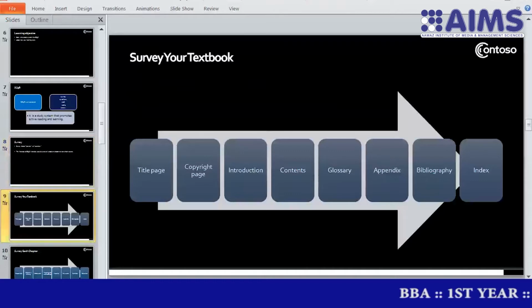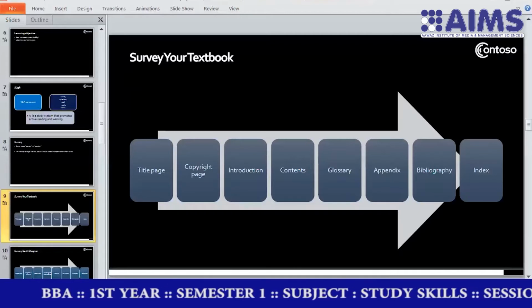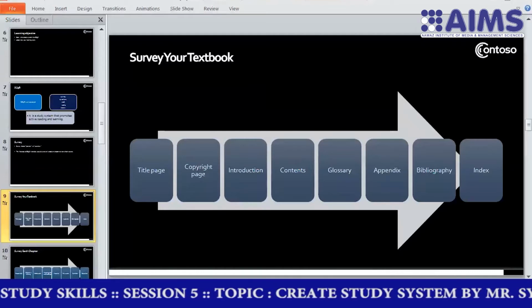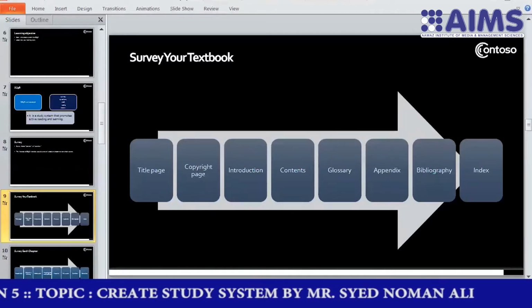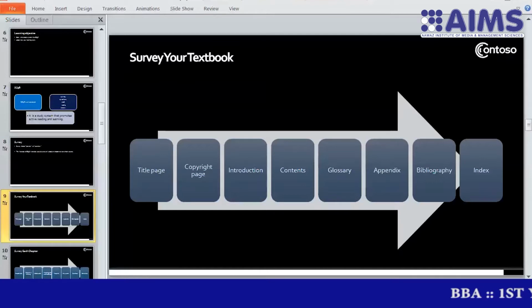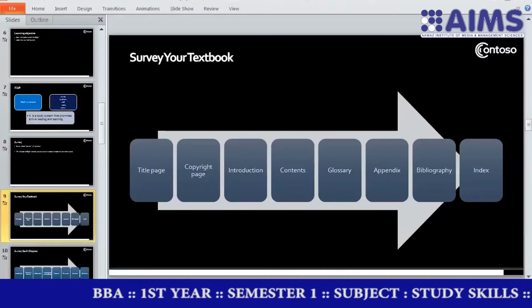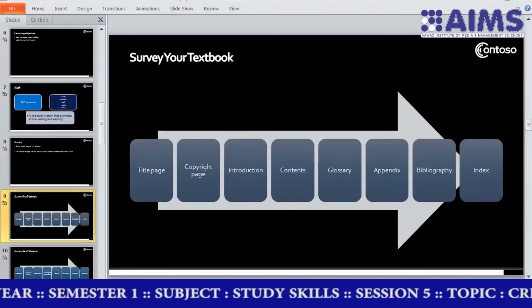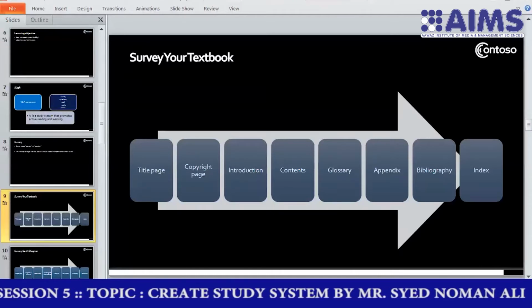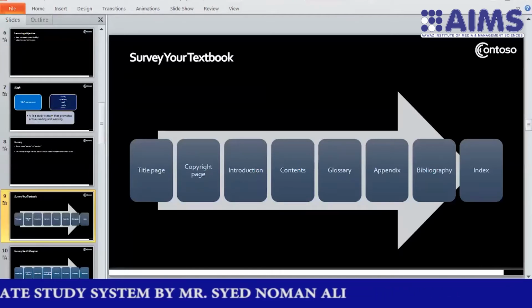When you want to survey your textbook, you have to follow these steps. First, the title page. What was the title page and chapter of it, and the copyright, who published this, who was the author, and what kind of intention the author had behind this. Then the introduction about the textbook, the introduction about the author, the introduction mentioned in the preface, and the detailed contents. If you want to study selective content, then you go for it.